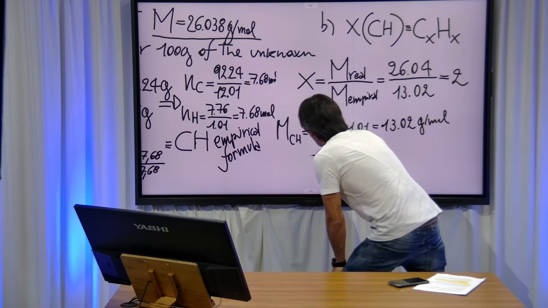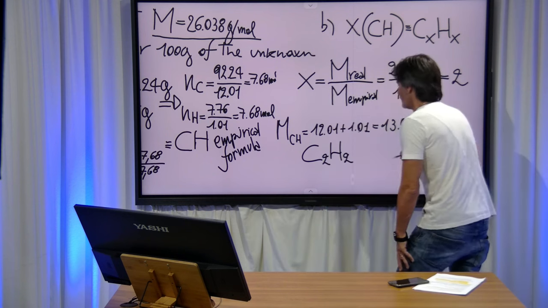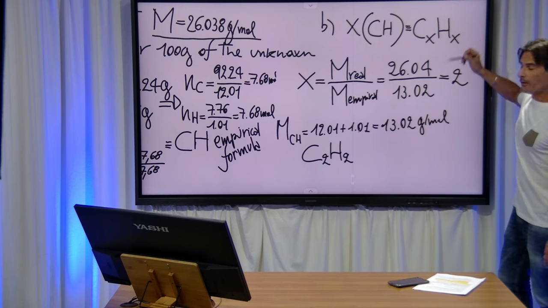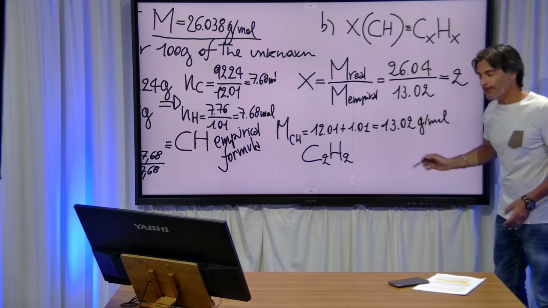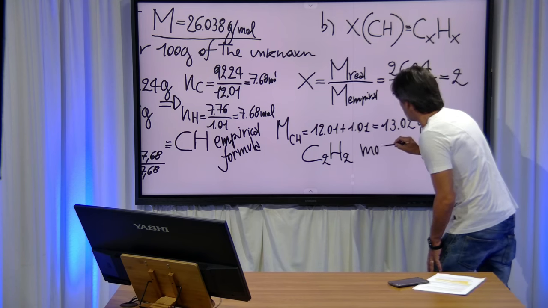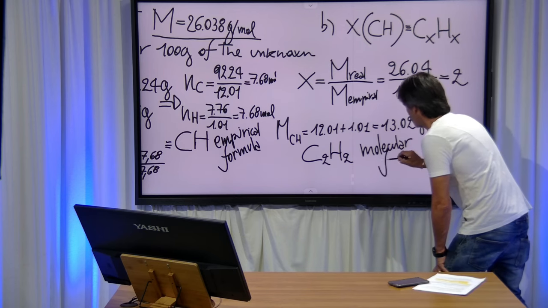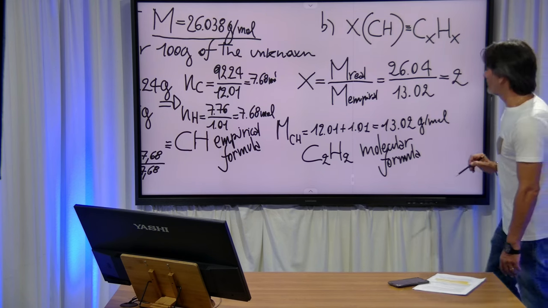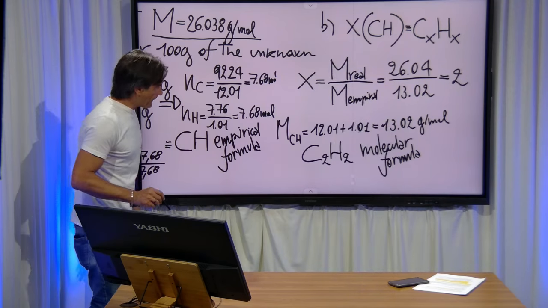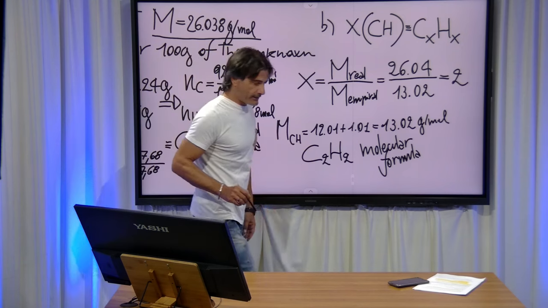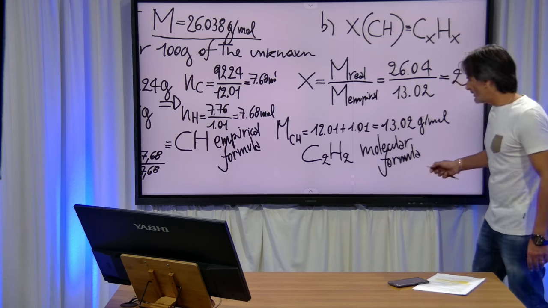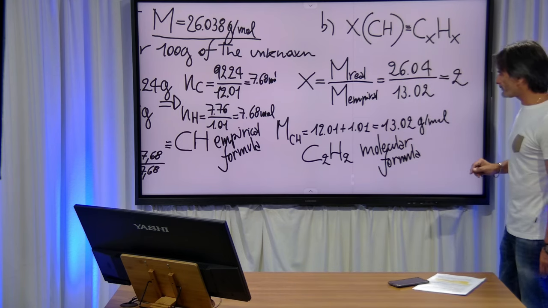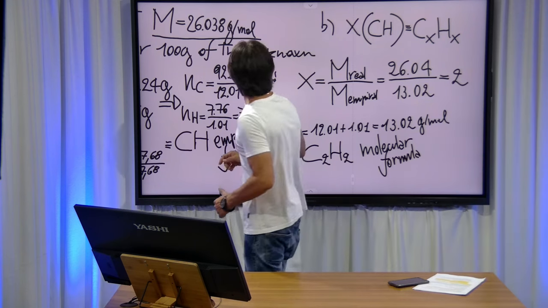So, finally, I can write that the molecular formula is equal to C2H2, a well-known formula. This is the formula of a combustible gas, well known as acetylene. Maybe the pronunciation is not really right, but okay. Now we can see point C.